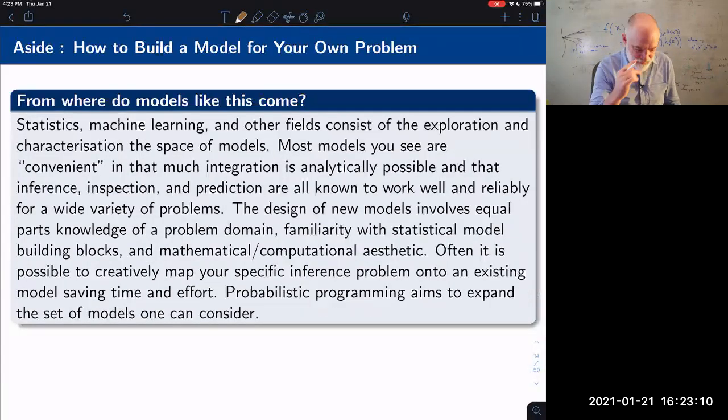Okay. The big question is, how do you build a model for your own problem? This is one of the strongest selling points for probabilistic programming, that quite often it's easier for people to think about generative models in programming language form than to think about them in terms of sticks and balls and distributions that you might not be familiar with. If you don't know what the inverse Wishart distribution is, you're going to have an issue, right?